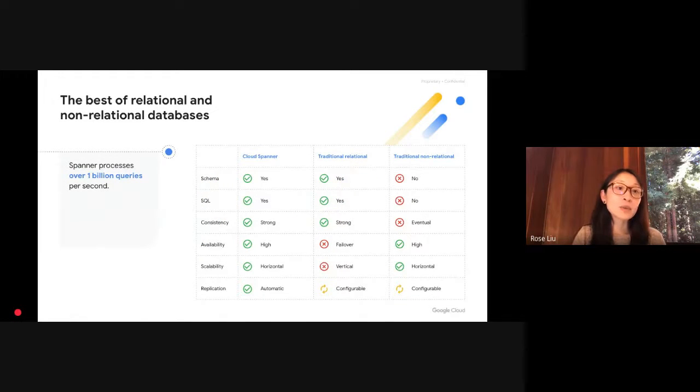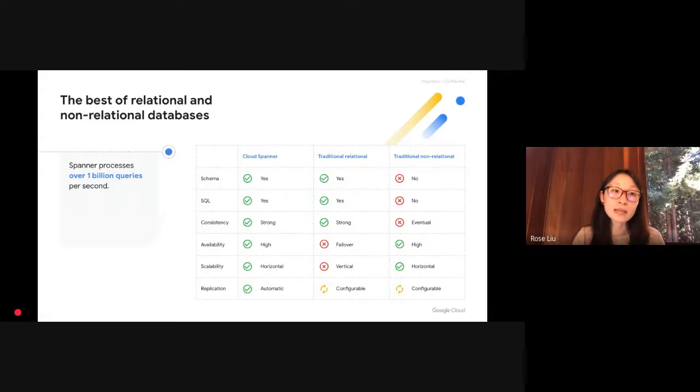Spanner is a relational database that provides strong transactional consistency, horizontal scalability, and industry-leading five nines of availability. Spanner regularly serves over 1 billion queries per second.